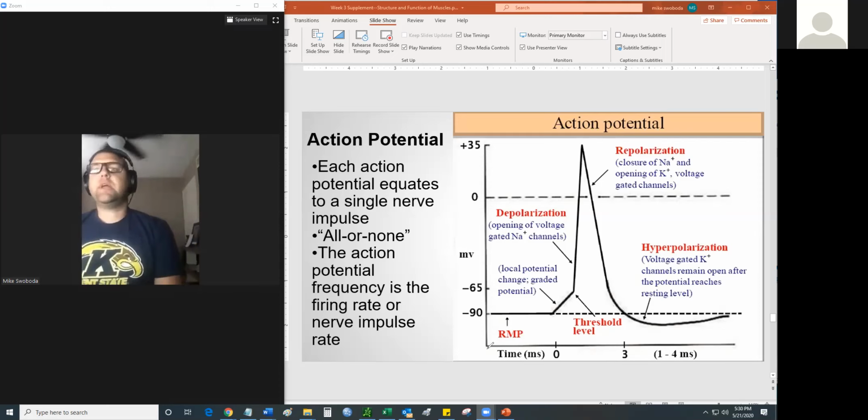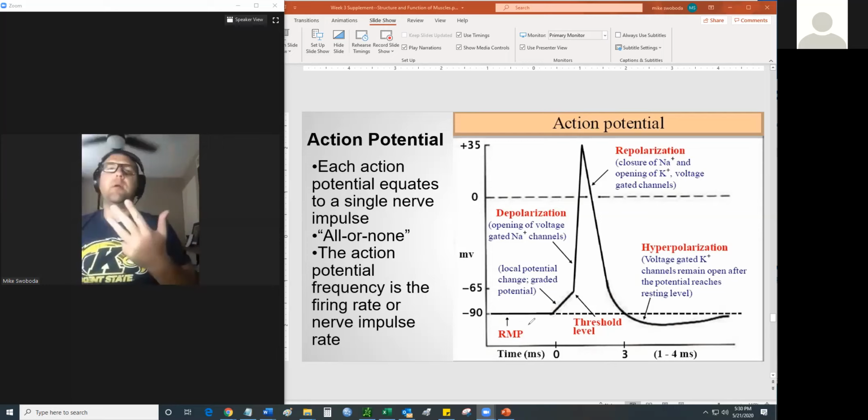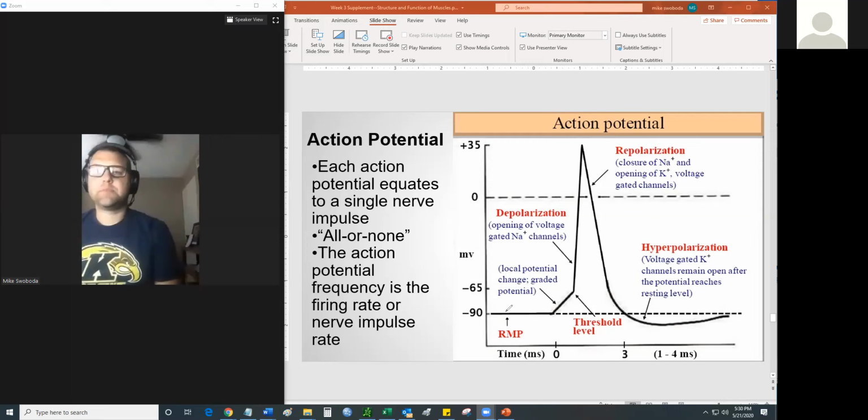Now, to break this down, we have primarily 4 main points to look at with this. At rest, this bar here is our resting membrane potential. Nothing's happening. We are at a negative 90 millivolt range here. That doesn't really mean a whole lot for us, but it's just something to keep in mind. When you're at rest, you have negative electricity.